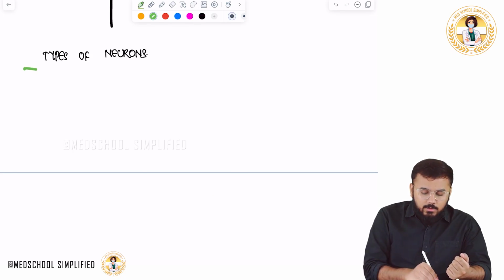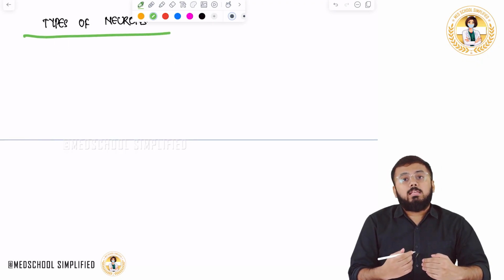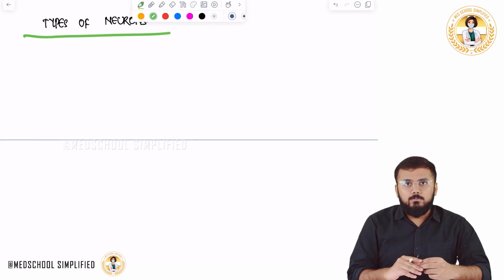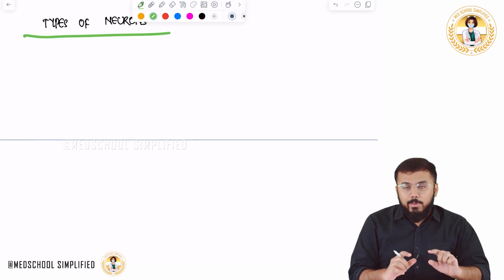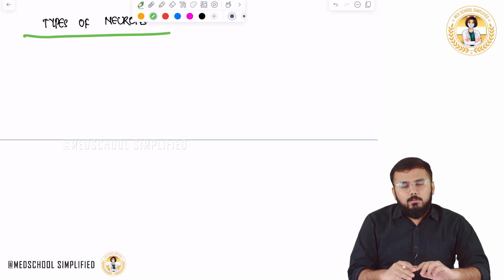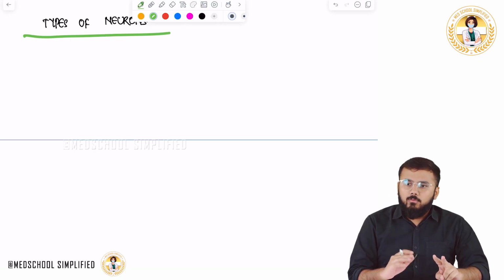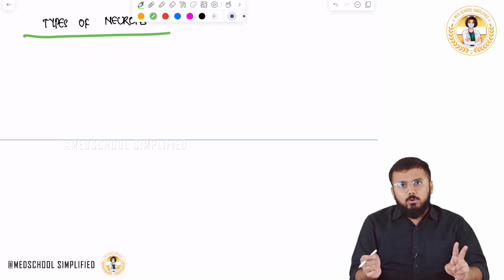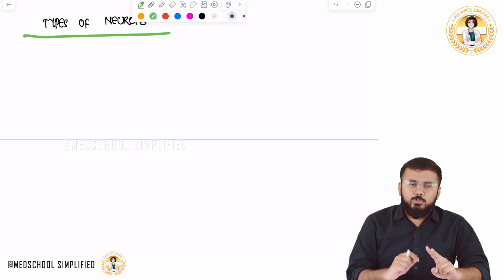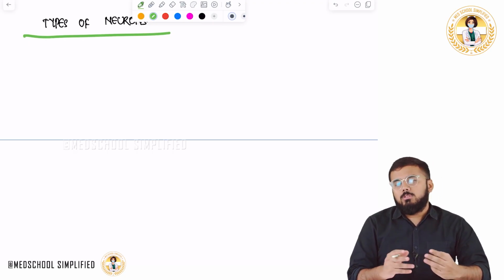Now, discussing what are the different types of neurons. First of all, neurons are classified on many types. For example, based upon the number of poles, neurons are classified. Based upon the length of the neuron, neurons are classified into different types: shorter length neurons, longer length neurons. Based upon the structure also, neurons are classified. So let us see what this classification is.